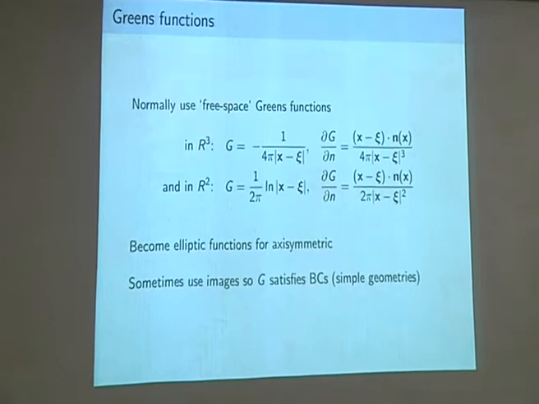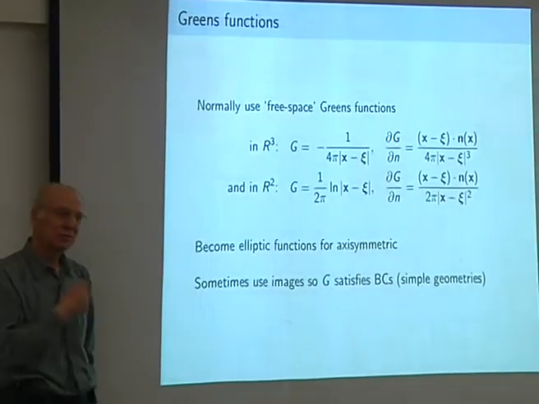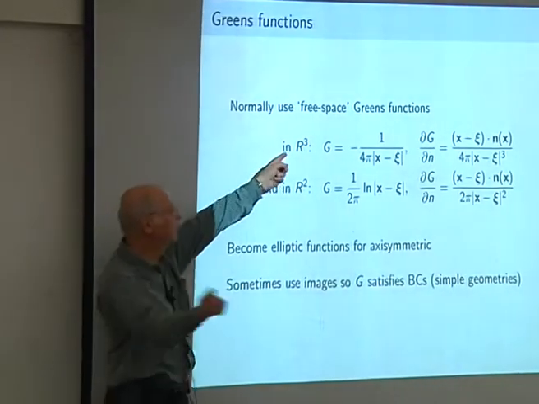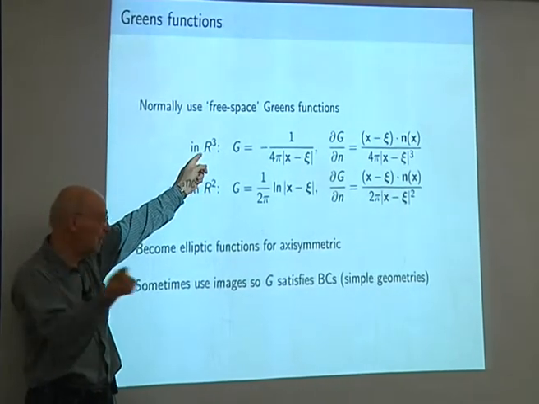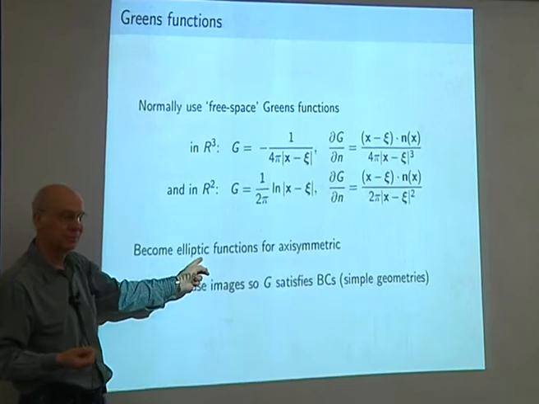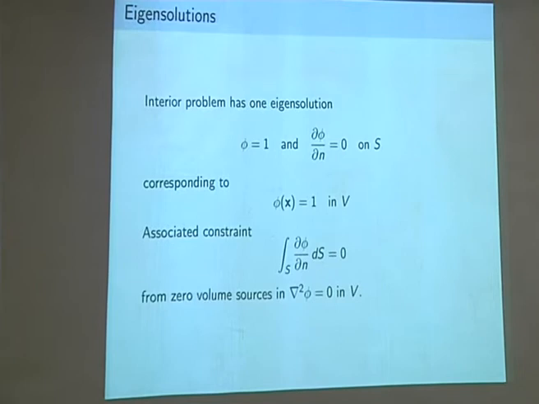Right, we need Green's functions. In 3 dimensions, it's minus 1 upon 4 pi r. And in 2 dimensions, it's 1 upon 2 pi log r. You can do axisymmetric problems, which are a sort of two-dimensional problem, where you take the three-dimensional one and integrate it around the axis, and you end up with horrible elliptic functions.